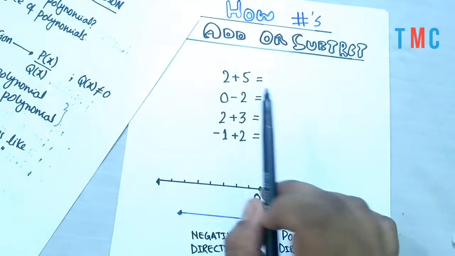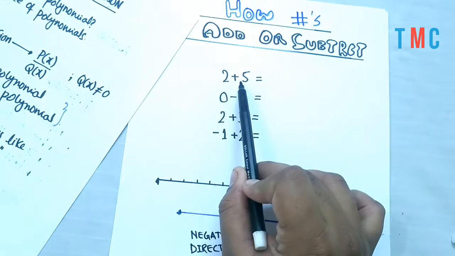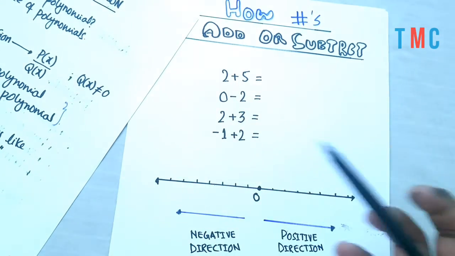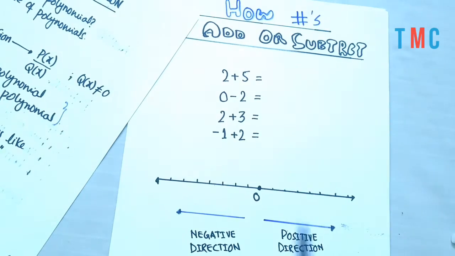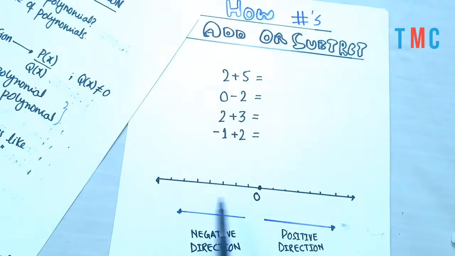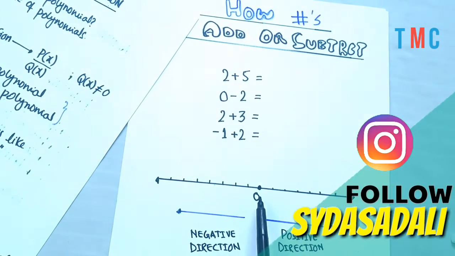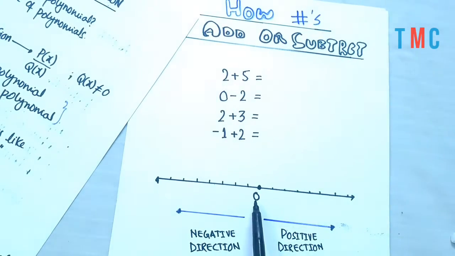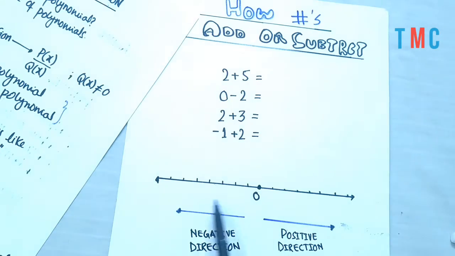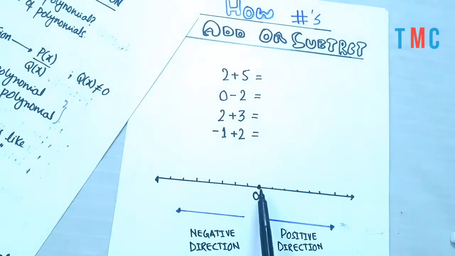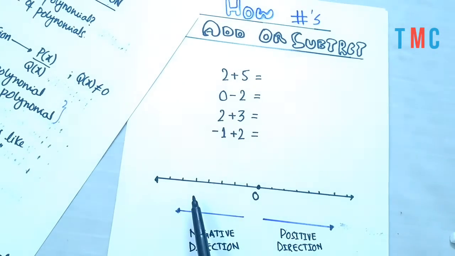Suppose that if we want to add very basic numbers like 2 plus 5, like 0 minus 2, how do we do it, in what manner? So suppose a number line, this is a number line, a line in which we can represent numbers. Consider that the point in the middle of the line is 0. In the right direction, we say it is the positive direction, and from the 0 to the left, it is the negative direction. That means the numbers on the right hand side will be positive, while the numbers on the left hand side will be negative.